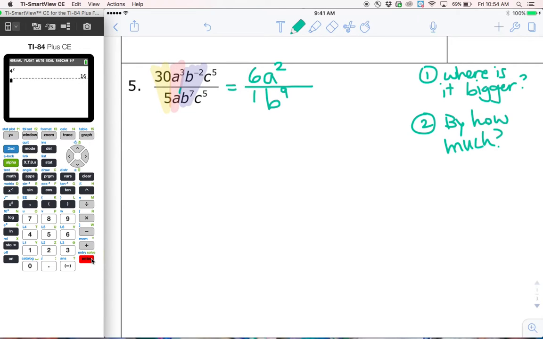And then we look at our c's and we notice that they're exactly the same exponent, so they cancel each other out. So my final answer here is 6a squared over b to the power of 9.